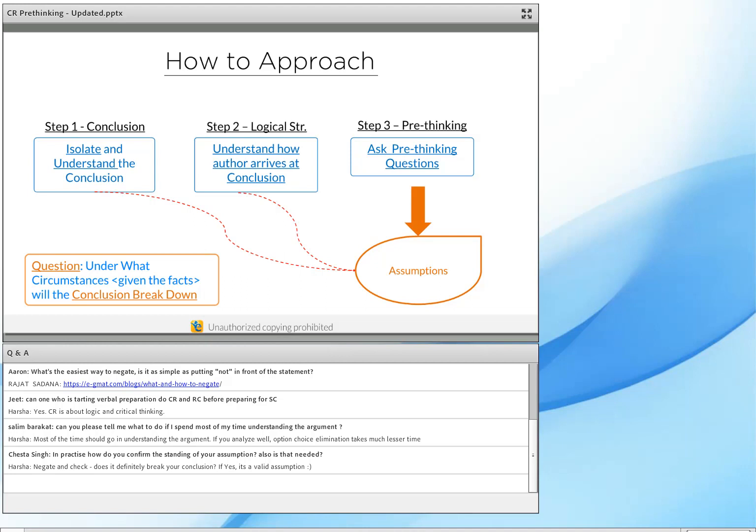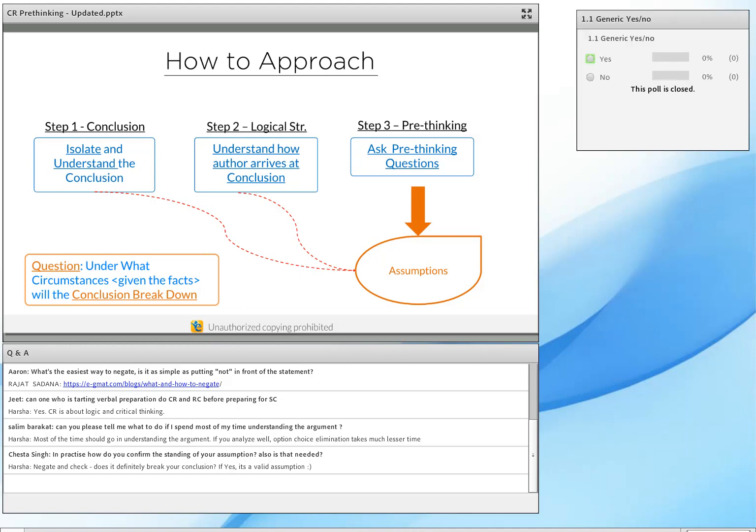How many of you are this methodical? How many of you isolate and understand the conclusion first before you worry about how the author arrives at this? And again, one of the most important things with regards to hitting that 700 score is being very realistic in evaluating yourself. All right, 60% of you or more, give or take, are saying that you do these steps, you isolate the conclusion and understand it before looking at the answer choices. So let's keep that number in mind.